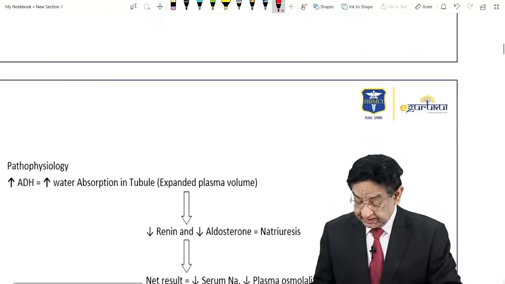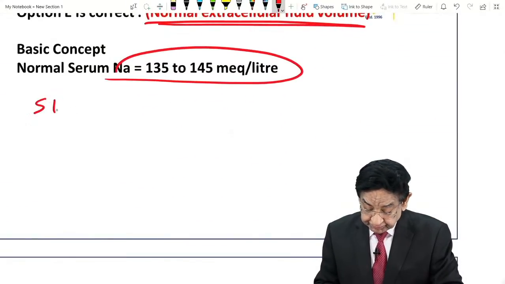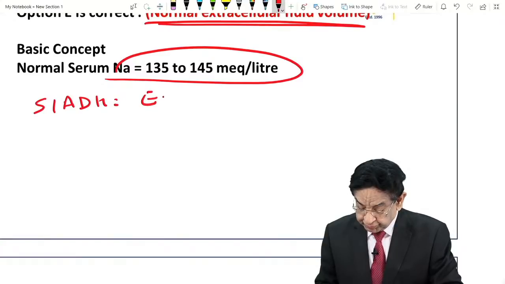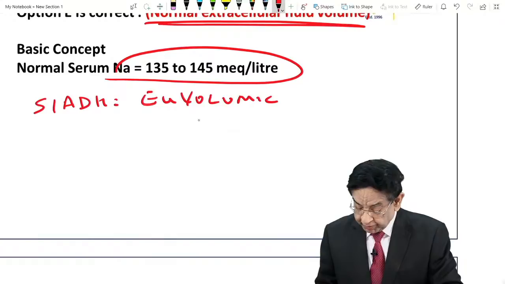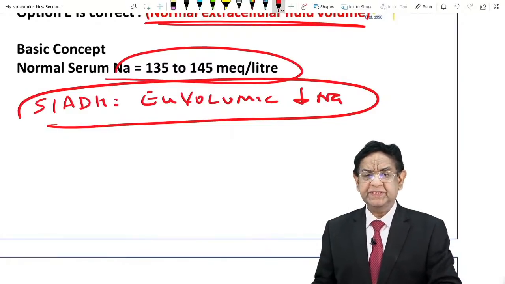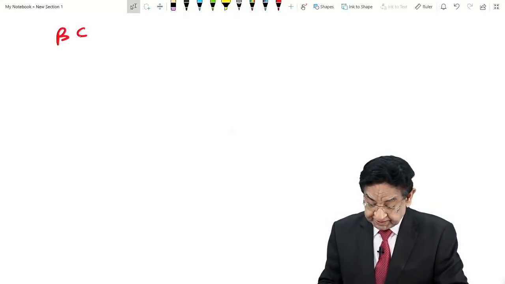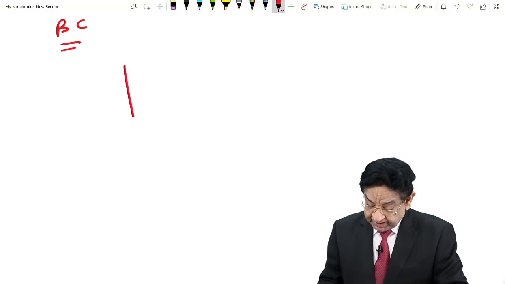Now, in SIADH, which we have learned so far, it is euvolemic hyponatremia. Euvolemic hyponatremia needs a lot of understanding. So let's learn the basic concept.